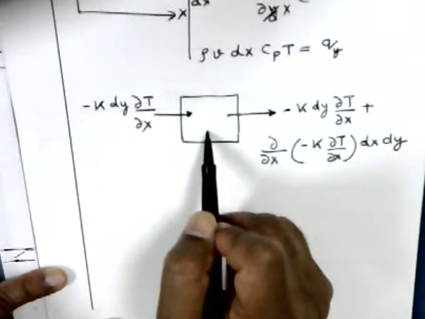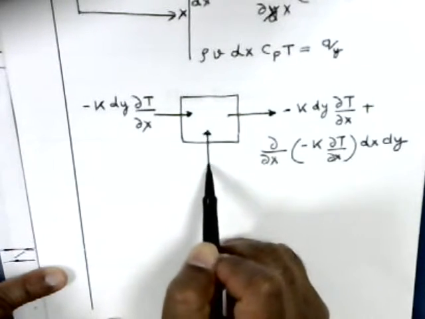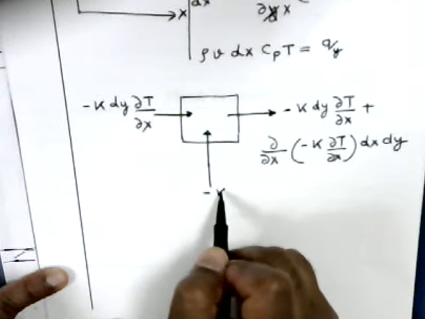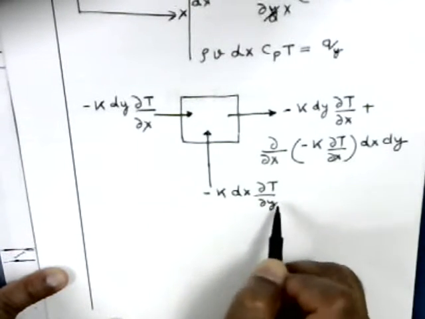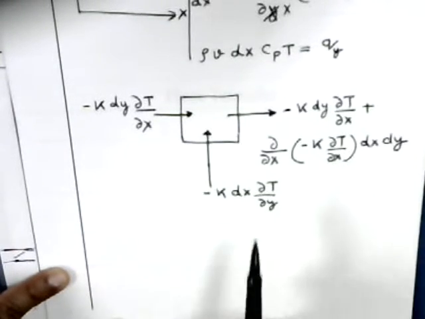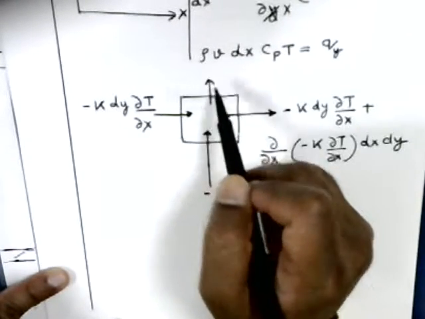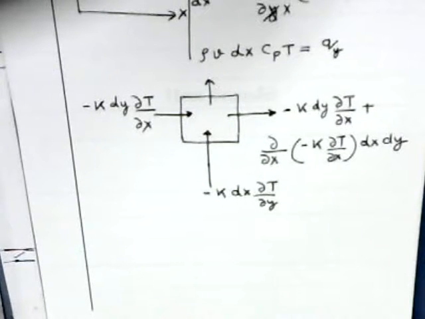And similarly, you can write down conduction from the bottom. This term will be negative K dx times del T del y. And you can write conduction from the top. So we considered advection, conduction, and we are saying it is steady state. So there is no change in energy of the system as such. Whatever energy goes in, that energy comes out. We are neglecting kinetic energy and potential energy.